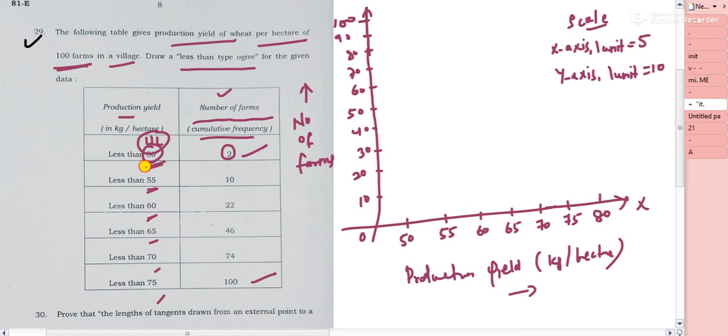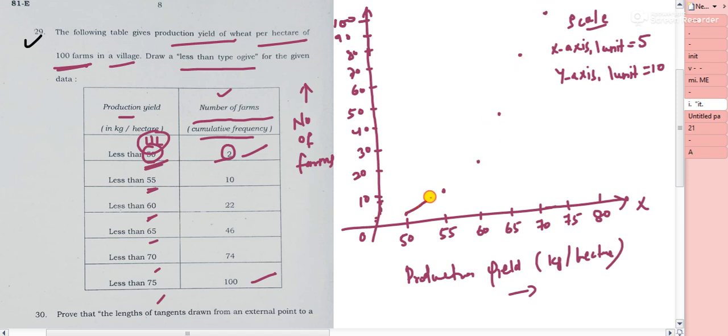Now see, when it is 50, this is 2. So for 50 you have to look in this x-axis, and for 2 there will be 10 smaller lines: 1, 2, 3, 4, 5, 6, 7, 8, 9, 10. So the smallest value will come here. So 50 and 2 are here. 55 is 10, so it will come somewhere over here. Compare like this. Next 60 is 22, so 20 and 2 and 60, it will come somewhere over here. 65 is 46, so it will come somewhere over here. And this is 74, it will come somewhere over here. 75 is 100, so it will come directly over here.